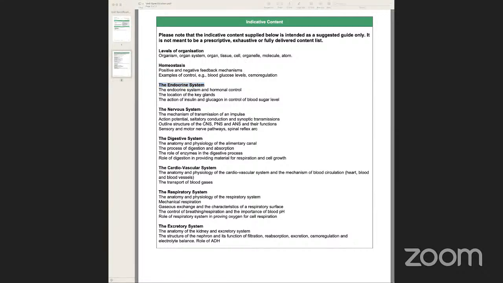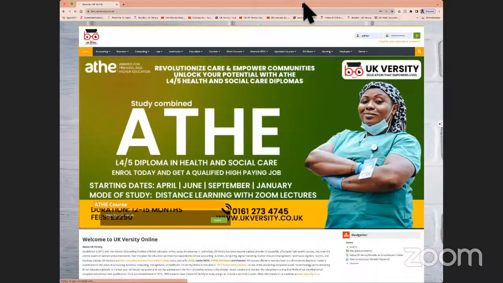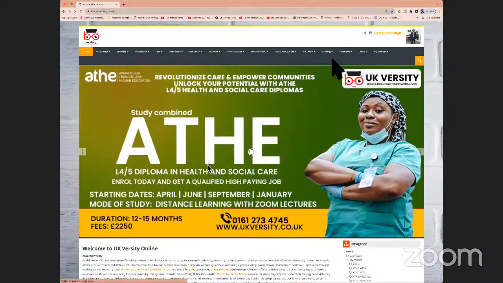Now, briefly, when we look at the Moodle, I would suggest how you need to organize and go about studying this particular unit. So briefly just showing you the Moodle as well, so that you're able to see the contents of this particular unit.